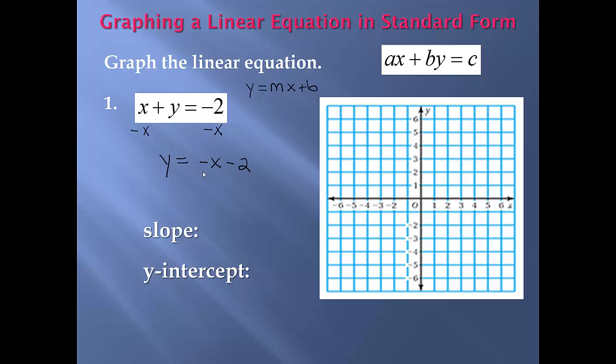We want to find the slope. The slope is in front of our x. We just have a negative sign, so that represents -1. And our y-intercept is b. We have -2, so that means our y-intercept is -2. Now we can graph the y-intercept. The y-intercept is -2, so we need to graph 0, -2. So 0, and then we go down to -2, and plot our point.